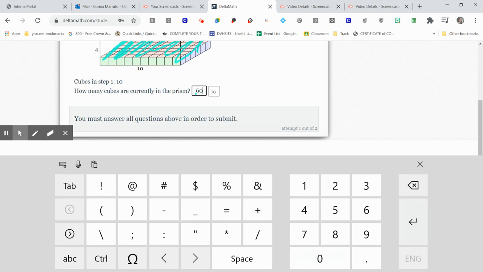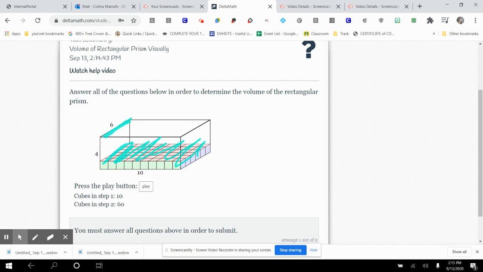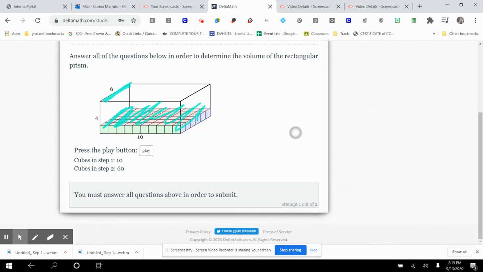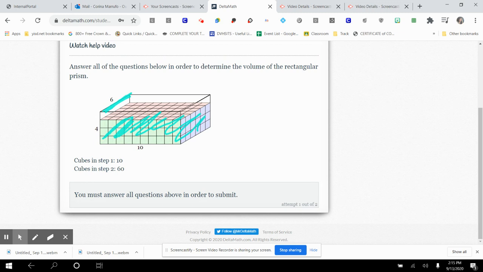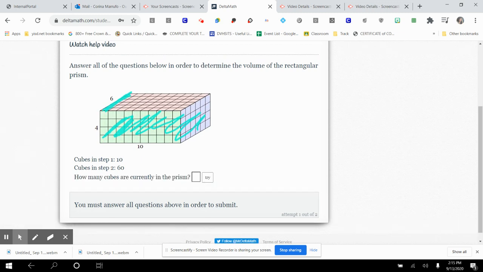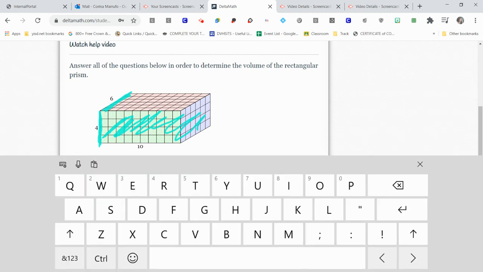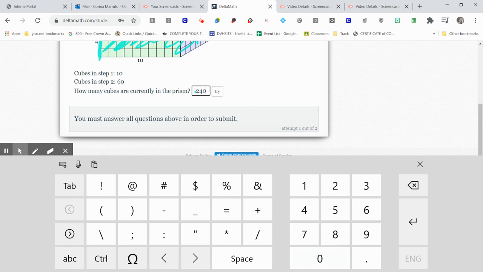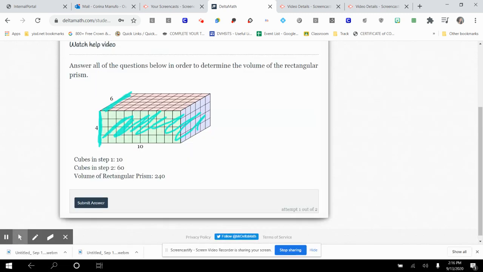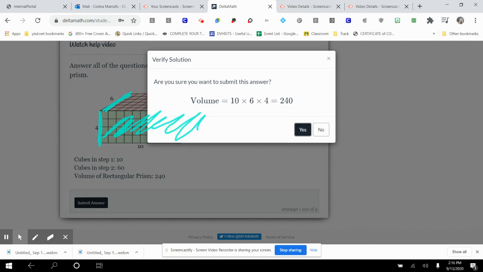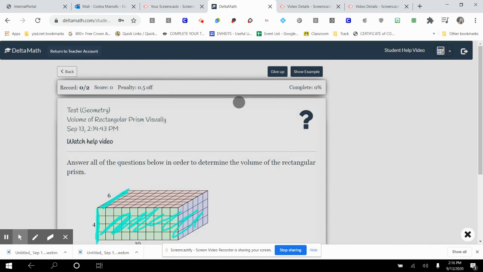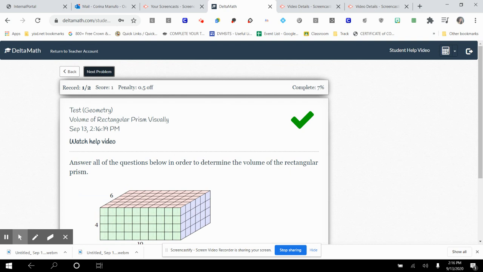And then enter. Try. Okay, and then now it's going to fill it up height. So let's go ahead and play it. So it's 60 plus 60 plus 60 plus another 60. So it's 60 times 4, okay, which is the height. And so 60 times 4 is going to give us, 6 times 4 is 24. So I believe 240. Try. And then submit answer. And it says, are you sure? Yes, I am sure. And then it is correct. So that one's just a little visual of how volume works.